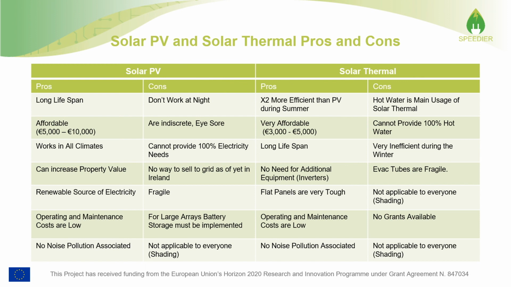The evacuated tubes are the most efficient type. They are very fragile, as they're a glass tube with a vacuum within it. So once you tap that glass or crack that glass, they're broken. There's no need for additional equipment. You just hook it straight into your hot water system to top it up. There are some techniques that you have to use to implement it correctly, but there's no need for things like inverters or transformers.